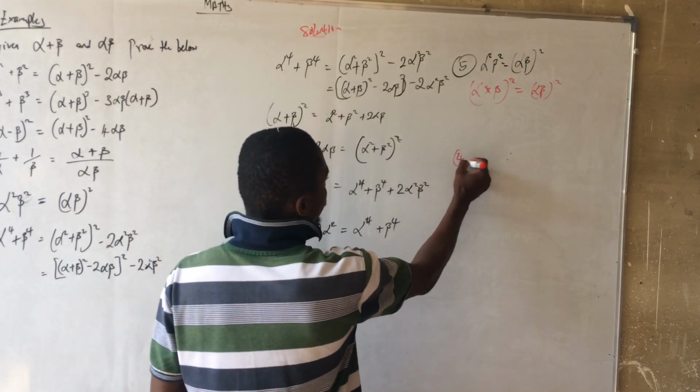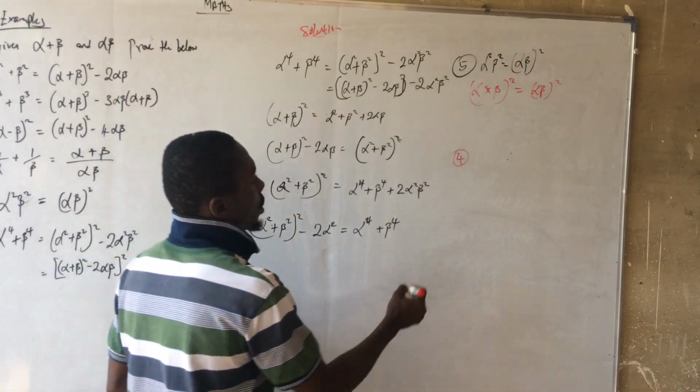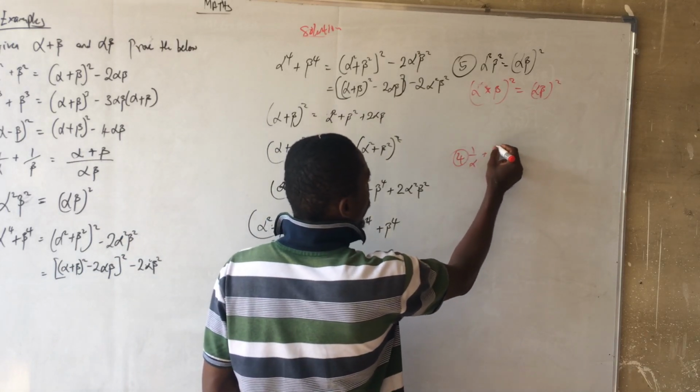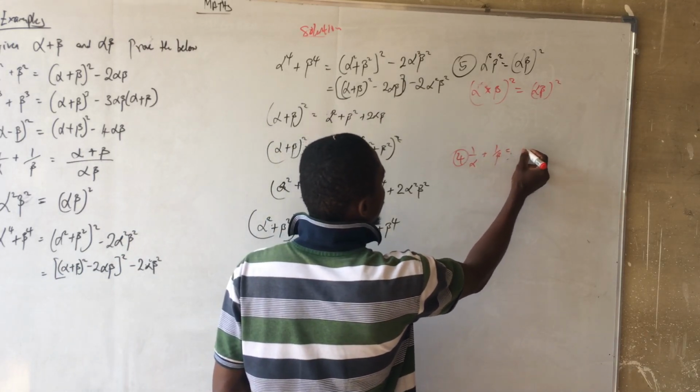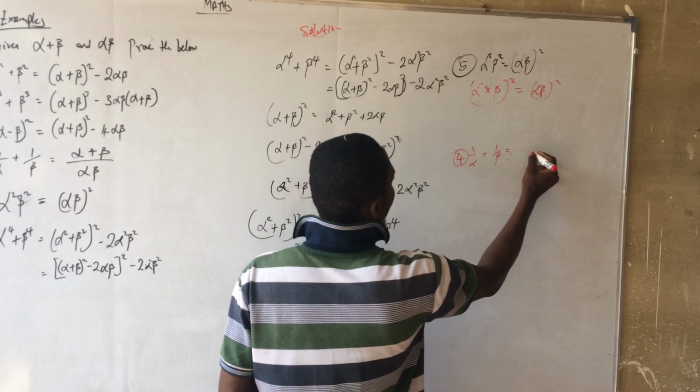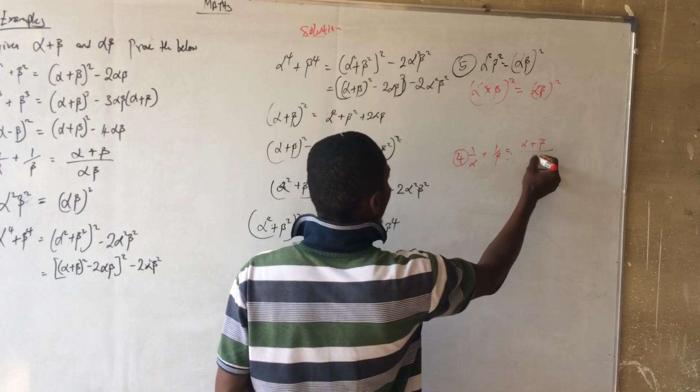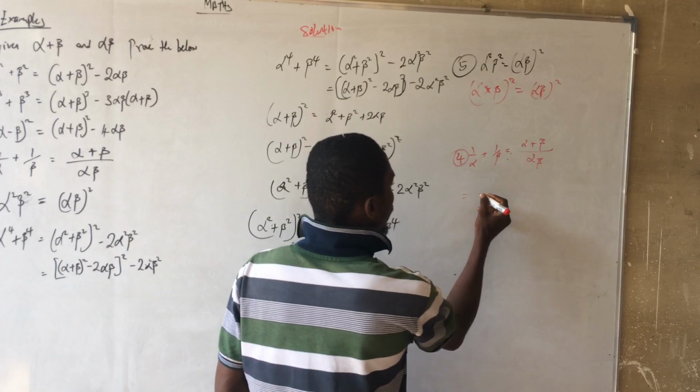So number 4: 1 over alpha plus 1 over beta is equal to alpha plus beta all over alpha beta. Now this one is also simple.